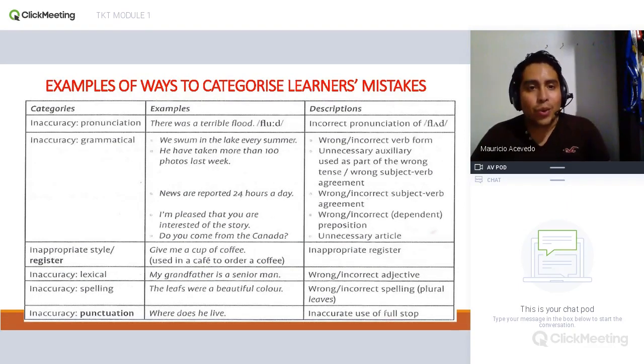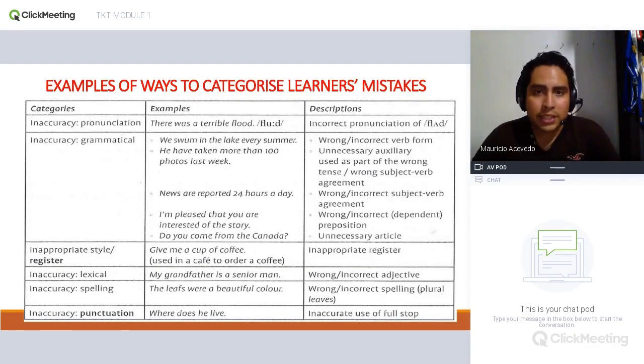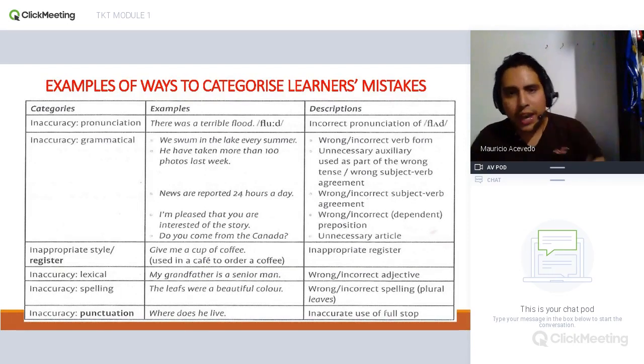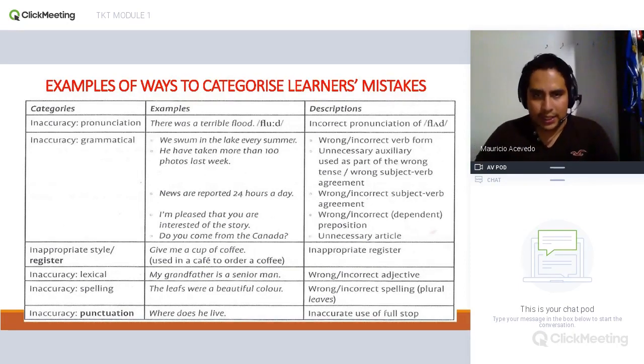I'm pleased that you are interested in the story. Do you come from Canada? So there is a "the" that is extra. "The Canada," no. Okay, so what is the description? Wrong, incorrect verb form, auxiliary verb, as I told you. Use of the wrong tense, wrong subject-verb agreement, the wrong, incorrect dependent preposition, unnecessary article, as I told you, the preposition, etc.